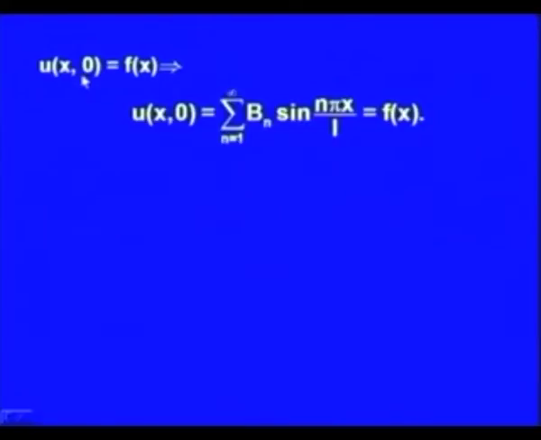Now, we have assumed that the initial shape of this string, elastic string, is given by the curve u equal to f(x). So u(x,0) equal to f(x) implies, if you put t equal to 0 in equation number 1, what you get is u(x,0) equal to sigma n equal to 1 to infinity B_n sin(nπx/L), which is equal to f(x).